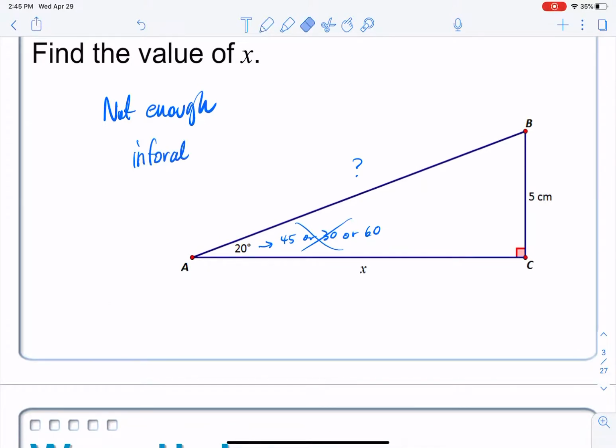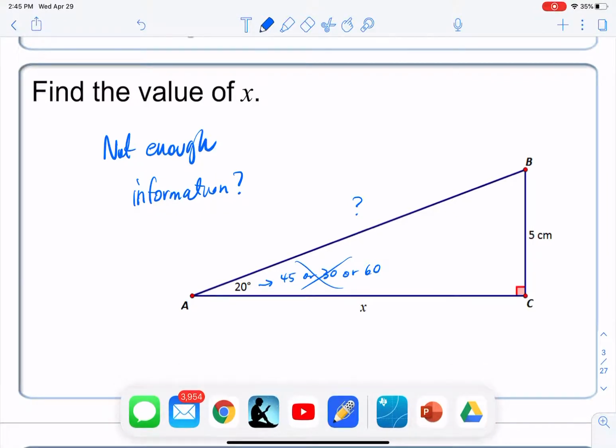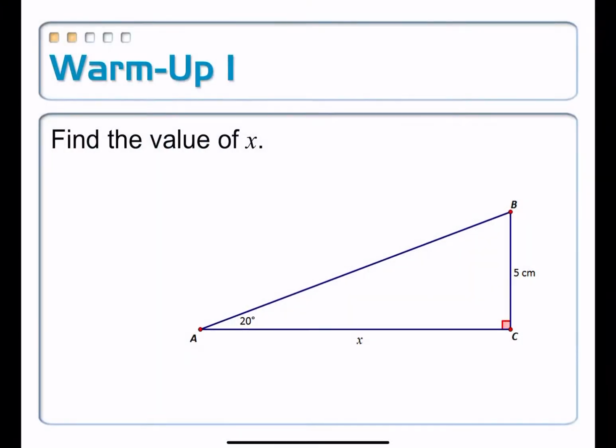Information? That's not how you spell that word. Question mark? Or do we? All right, well, as it sets, we don't know enough in order to actually figure the thing out. But what if I did this? What if I gave you another triangle to compare that to?